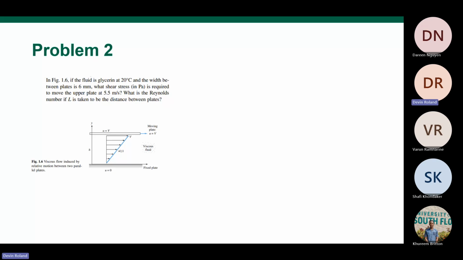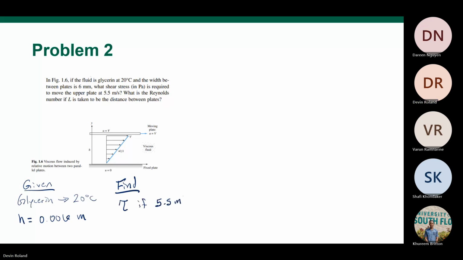So I'll go into my givens and write them down here. We know we have glycerin, 20 degrees Celsius. We have this width H between the plates, and it's 6 millimeters, but I'm going to write it in meters. And then our find: it wants to know what our shear stress is if the top plate is moving at 5.5 meters per second.